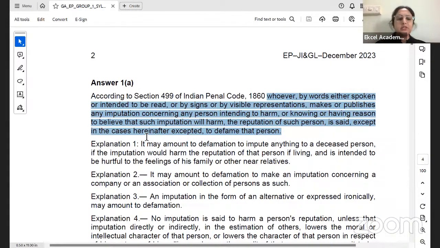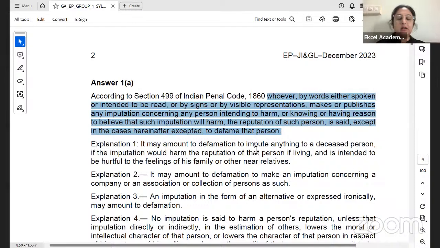So whoever makes or publishes any imputation concerning any person intending to harm, or knowing or having reason to believe that such imputation will cause harm to the reputation of such person, is said, except in the cases hereinafter excepted, to defame that person. So except those exceptions, there is no defamation.